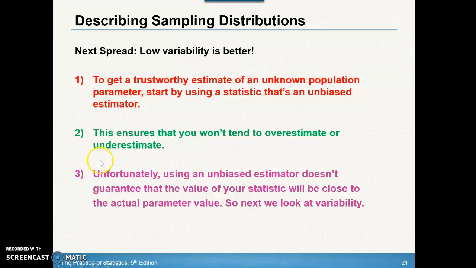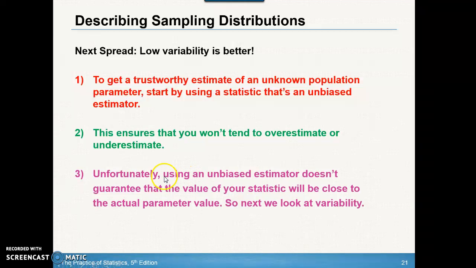All right, a couple things that we need to know before we start talking about the spread of sampling distributions. Number one, to get a trustworthy estimate of an unknown population parameter, our goal is to use a statistic that's an unbiased estimator. Well, how are we going to know if it's an unbiased estimator? We'll get into that later. Remember, a biased estimator consistently overestimates or consistently underestimates. One of the ways to get an unbiased estimator is to make sure that you're taking simple random samples. And we'll talk about how, with simple random samples, you can decrease the variability by taking larger samples, because it averages everything out.